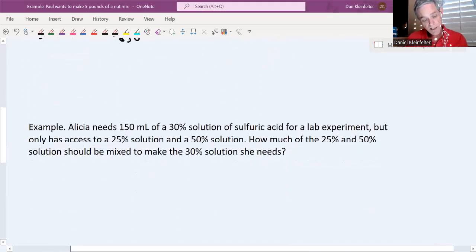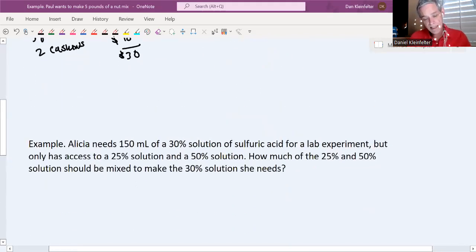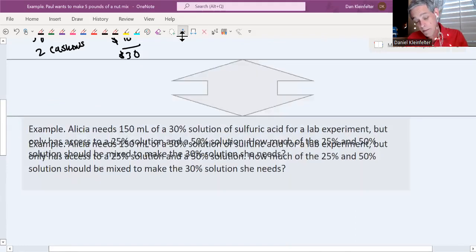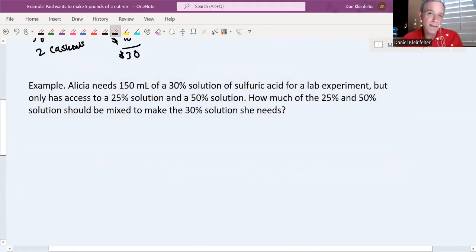Okay, this one sounds really technical, but you'll see that it's not as bad as all that. This one is about percentages, though. Sometimes people have a little trouble with that. So be careful. So the story here, it says Alicia needs 150 milliliters of a 30% solution of sulfuric acid for a lab experiment. 150 milliliters, 30% solution.